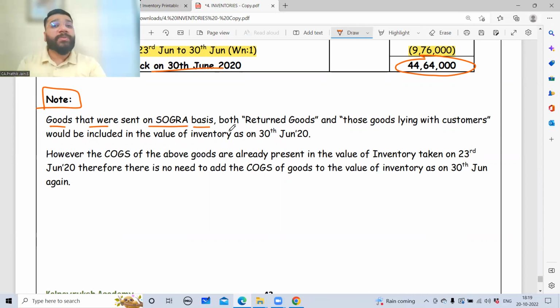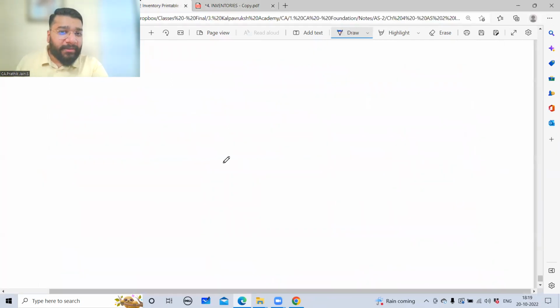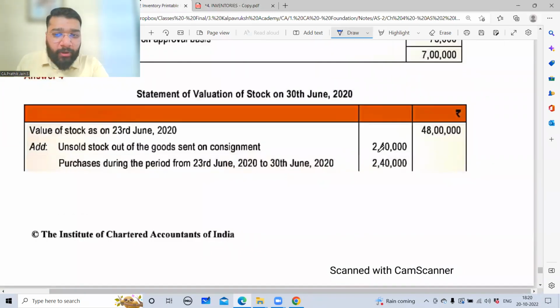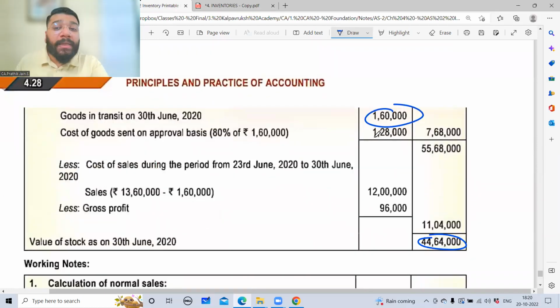Now, this explanation is with regard to the last point, because the last point is what they've done in a different way. If you look at your ICAI answer, there is no problem with the first three things. 240 they've added, we've added. 240 they've added, we've added. 160 they've added, we have added. So here there is no problem in the presentation between us and the ICAI. The problem completely lies in the sale part. So for that, this note could help you.